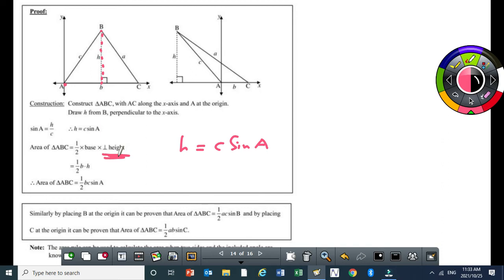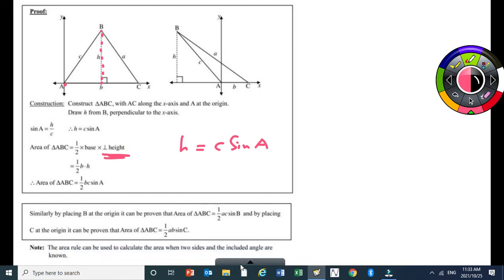Now, that depends on the reference angle you have. If your reference angle is C, then the formula becomes half AB sine C. If the reference angle is B, it becomes half AC sine B. So that's the derivation. It's very simple. If you understood the derivation of the sine rule and the cosine rule, then you will also find the derivation of the area rule very, very easy. They are almost the same.